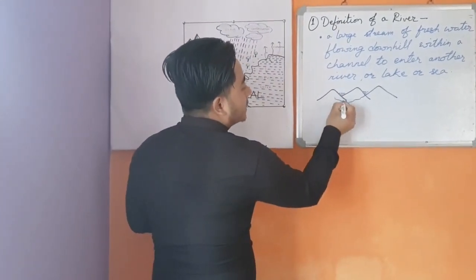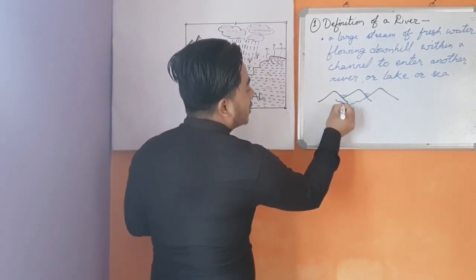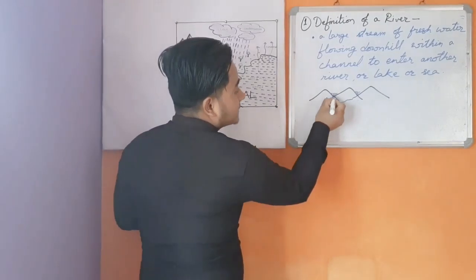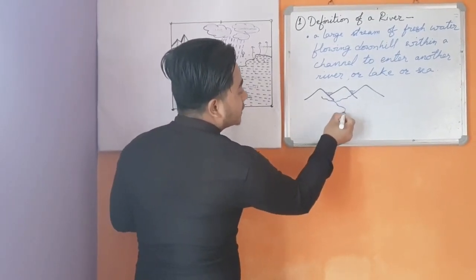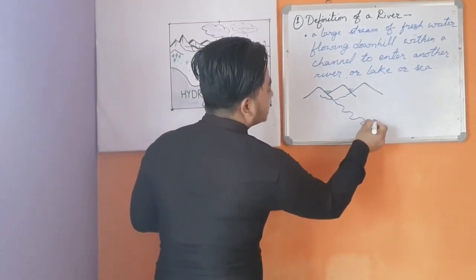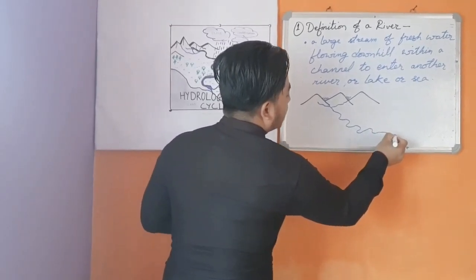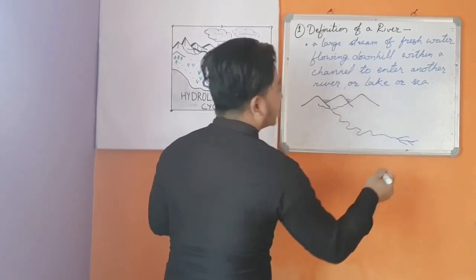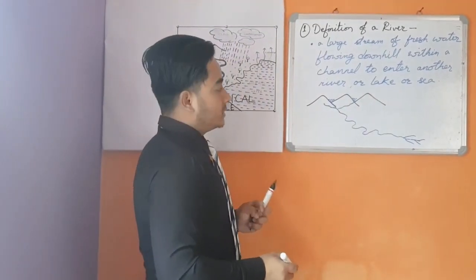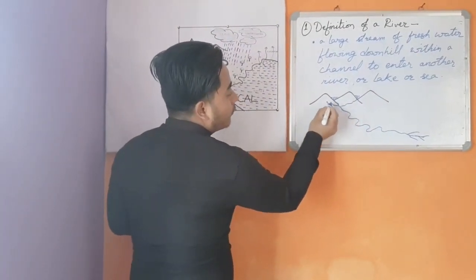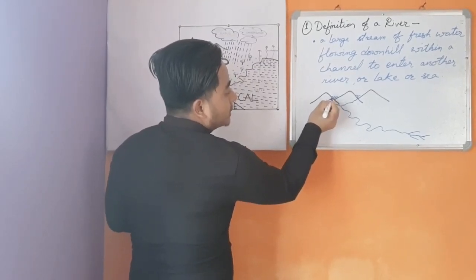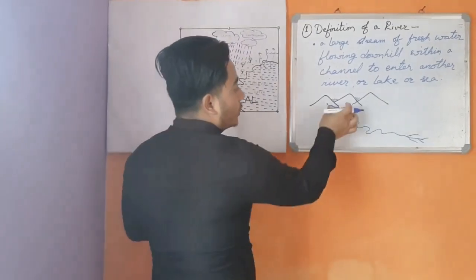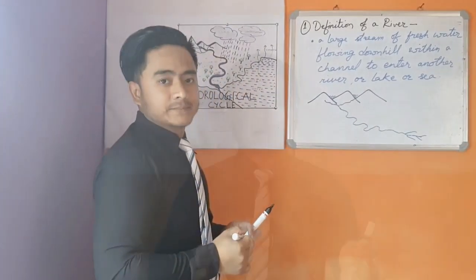and it leads to the formation of a small stream of flowing water. As it flows downward, it forms various irregular shapes and finally it merges into a sea, lake or ocean. This flow of water from the source to the mouth is called a river.